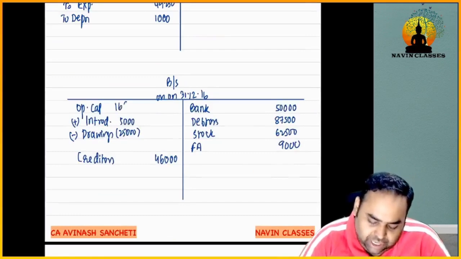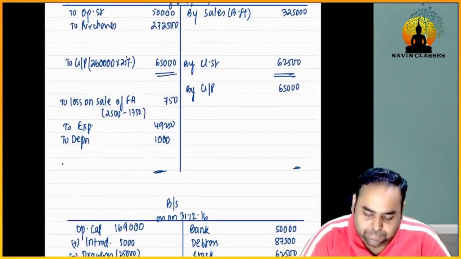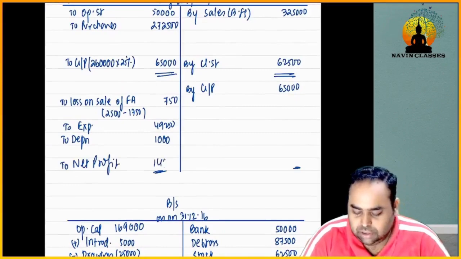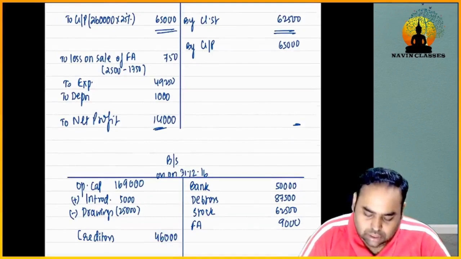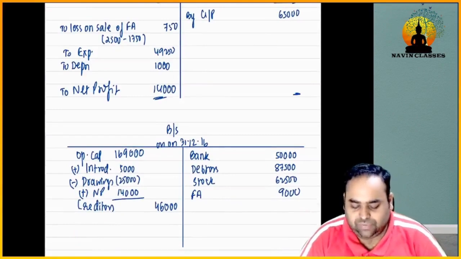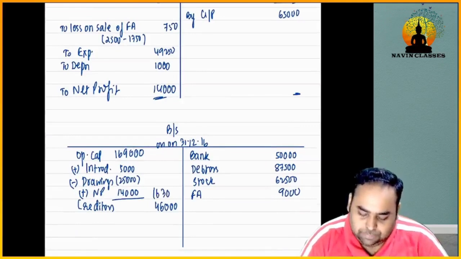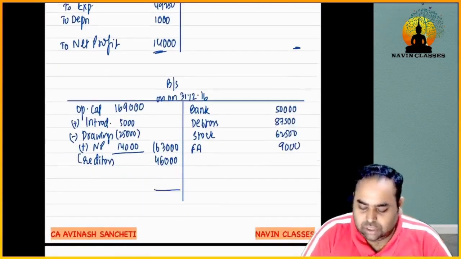Capital 169. Now I have to calculate the net profit. 14,000. Here we need to add net profit of 14,000. 169 plus 5 plus 14 minus 25. 163 plus 46. 209.